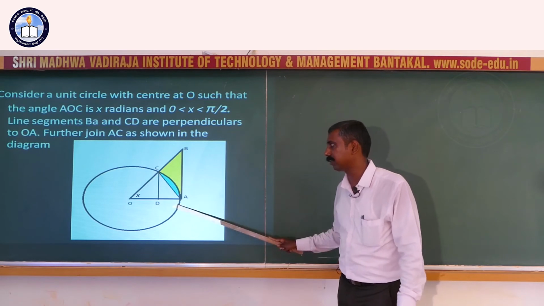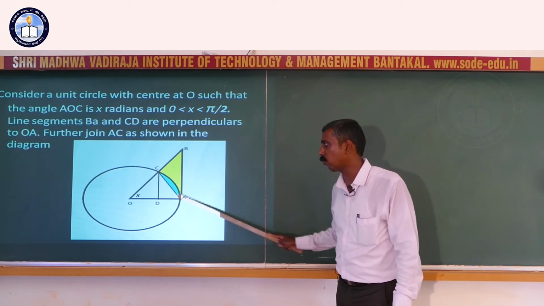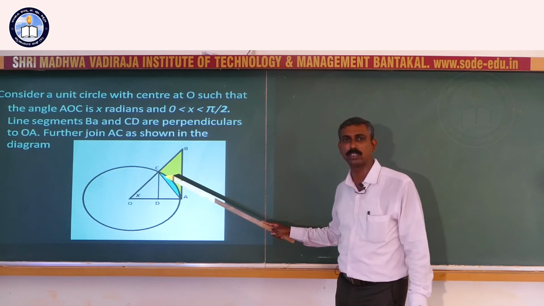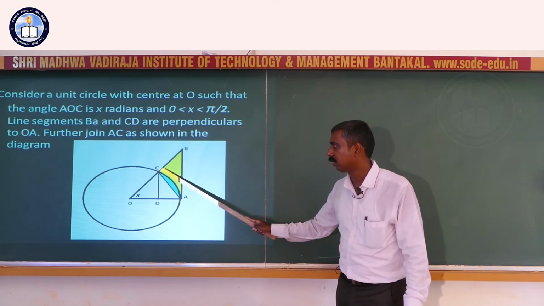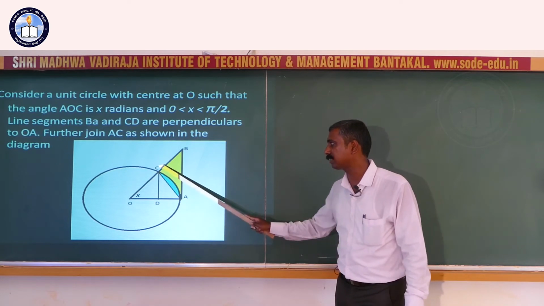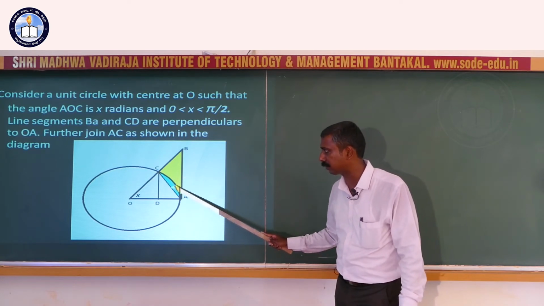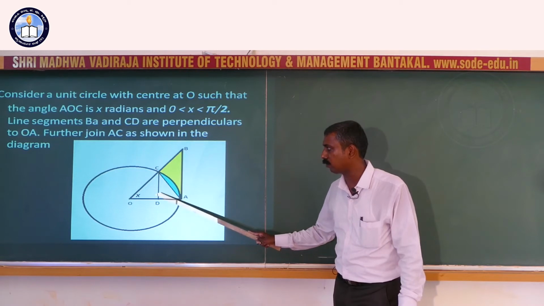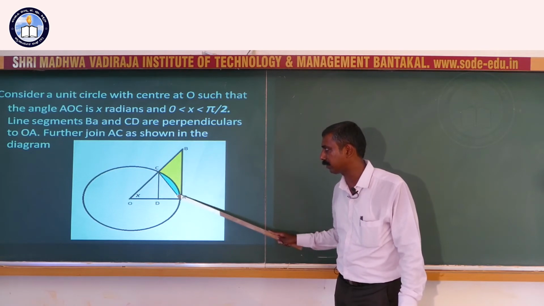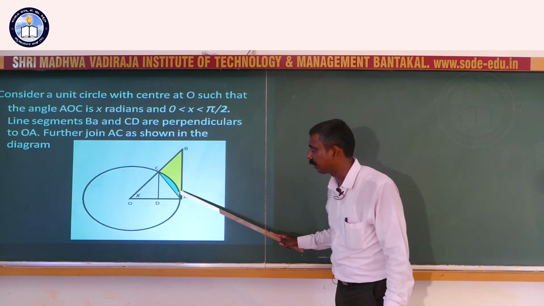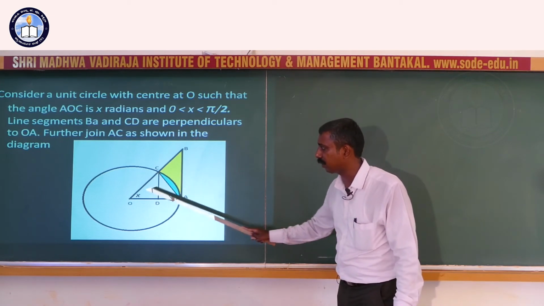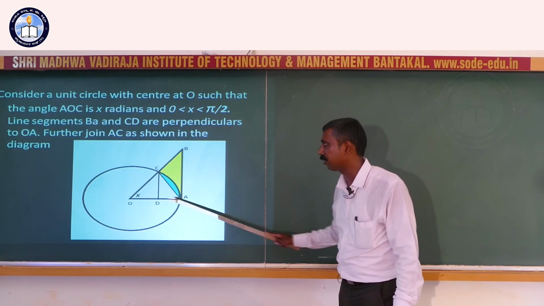AOC, this is the first one, the triangle AOC, whose area is less than the area of the sector AOC. See this particular green section, it is along with the triangle. So this sector area is greater than the area of triangle AOC.